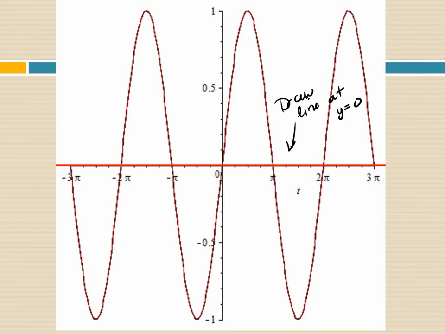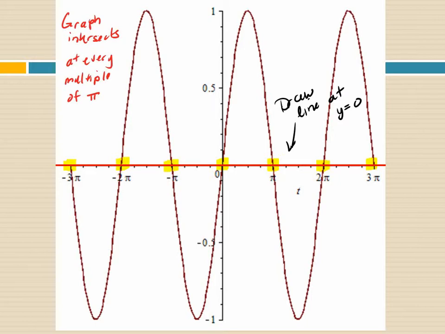And then what you do is you draw a line at y equals 0. So I bolded it here in red. That's y equals 0. And the reason I did that is I'm looking for the answers at sine t equals 0. So I'm setting that equal to 0. And then I just look where my graph and that line cross each other. They cross at negative 3 pi, negative 2 pi, negative pi, 0, pi, 2 pi.